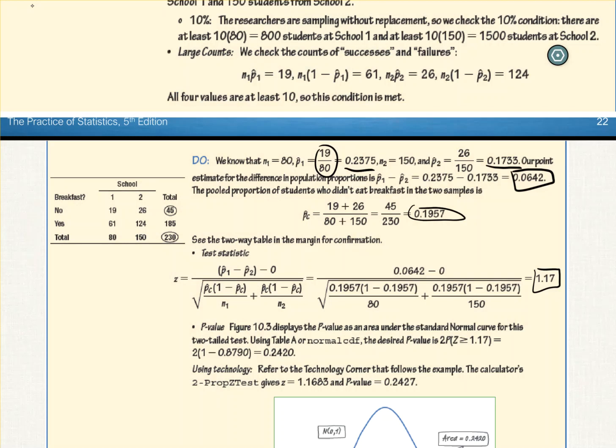Now recall, what we're trying to do is figure out what percentage of samples would be further away than 1.17 standard deviations from the mean. So we can look at the probability that z is greater than or equal to 1.17 and then just double it because of symmetry. So you could use your calculator.